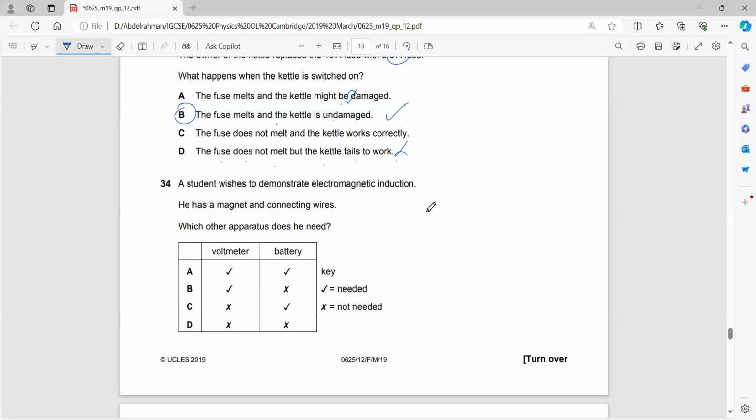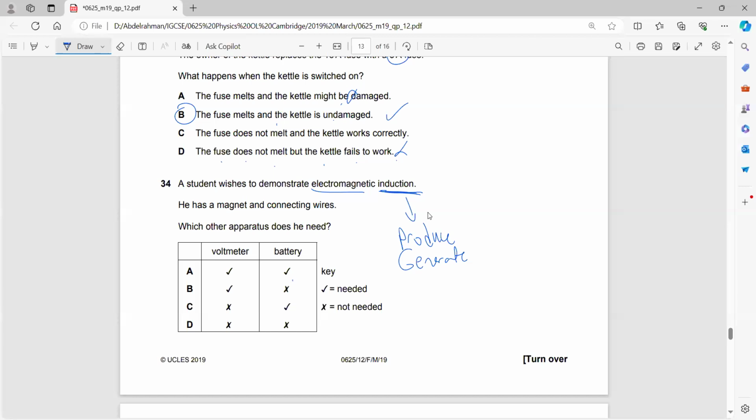A student wishes to demonstrate electromagnetic induction. He has a magnet and connecting wires. Which other apparatus does he need? This is quite easy. What do I mean by induction? Think about it. Electromagnetic induction. What other apparatus might he need? To induce a current, you need to produce a current, you need to generate current.